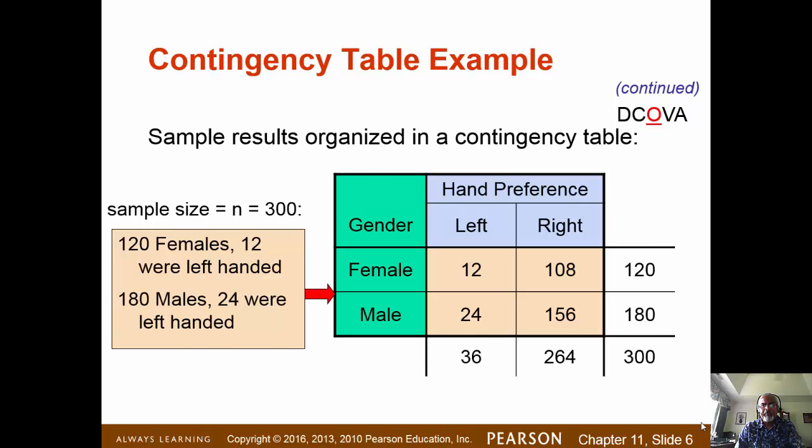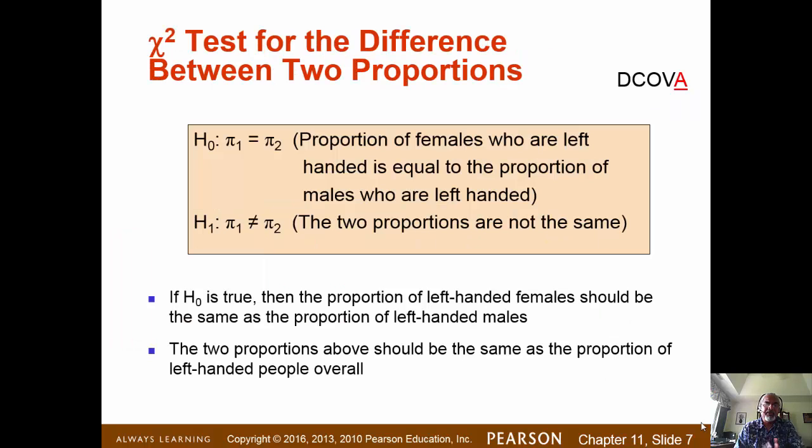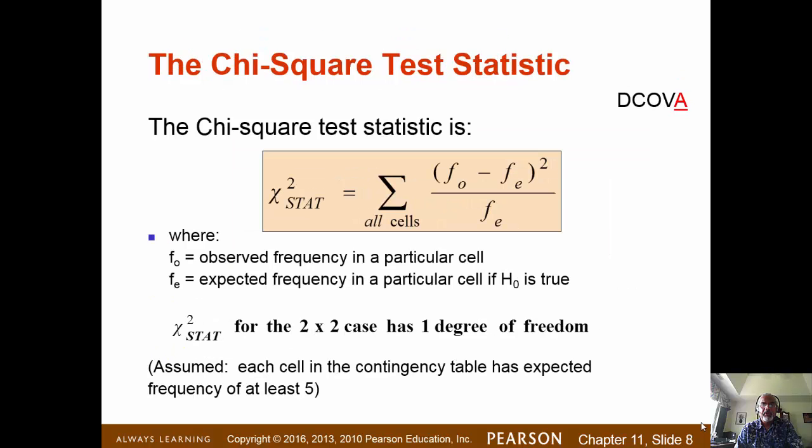Here is the hypothesis that we already tested in chapter 10: pi sub 1 and pi sub 2. Now this is what the test statistic is going to look at.